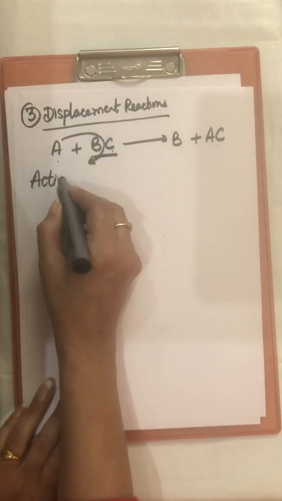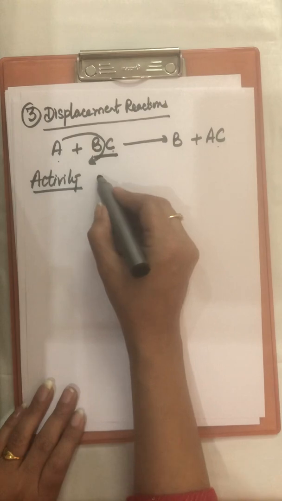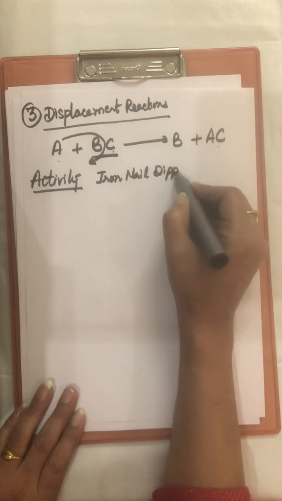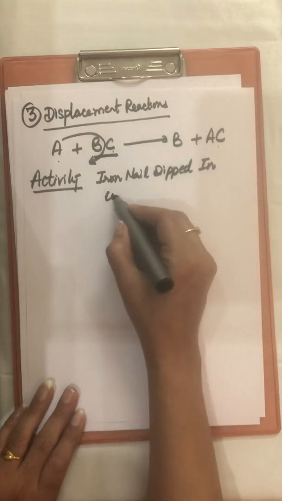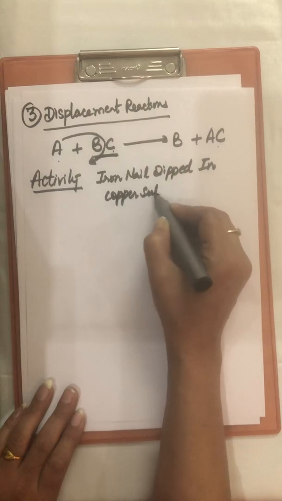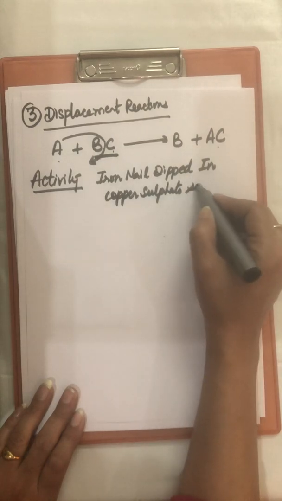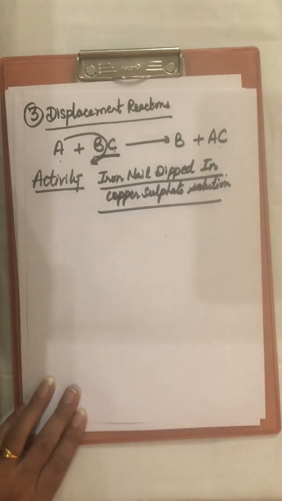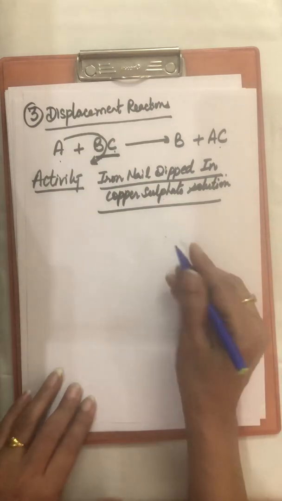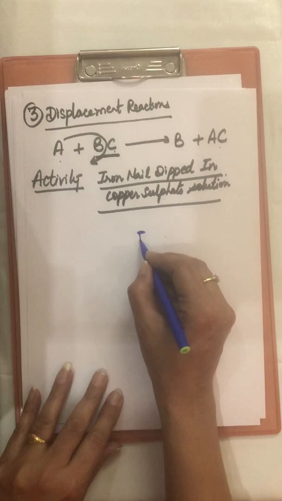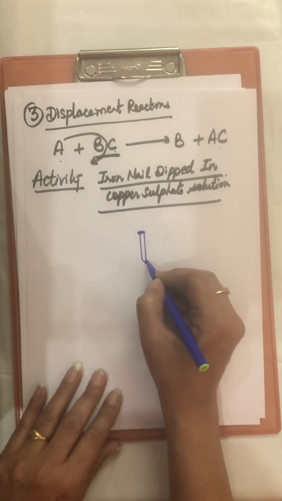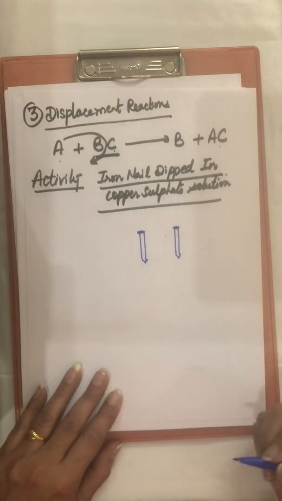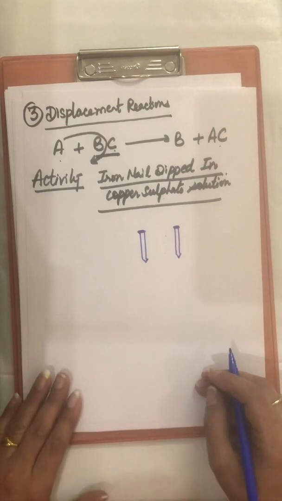Activity to understand displacement reaction: iron nails dipped in copper sulphate solution. We know copper sulphate solution is blue in color. So we take 2 iron nails here. 1 iron nail we have to put in a copper sulphate solution. We are putting 1 iron nail in a copper sulphate solution.